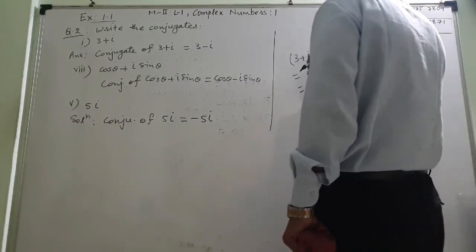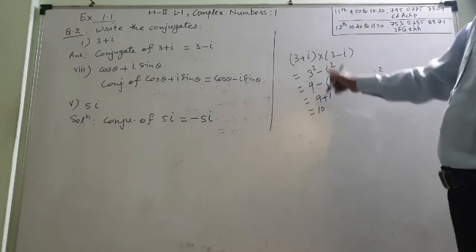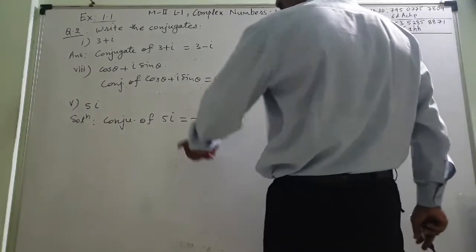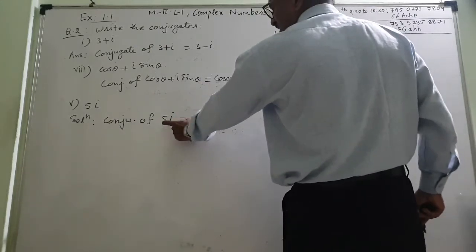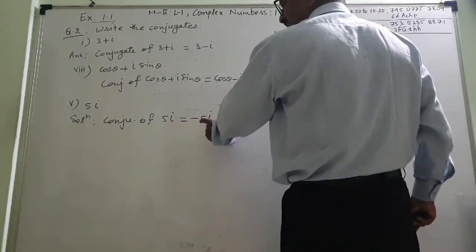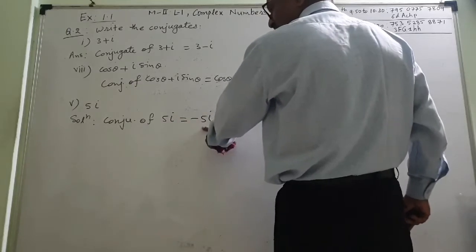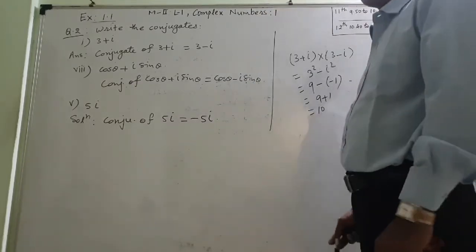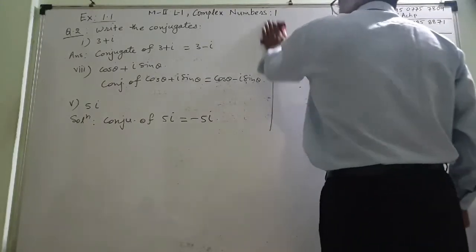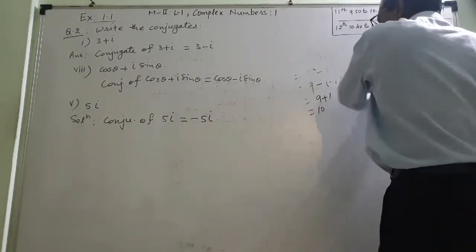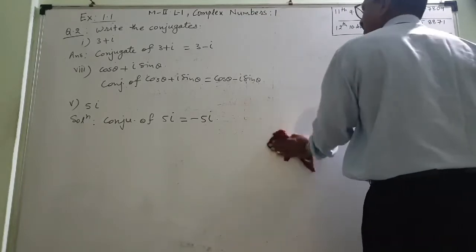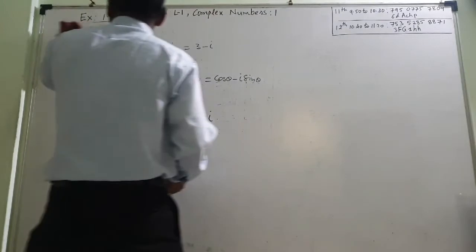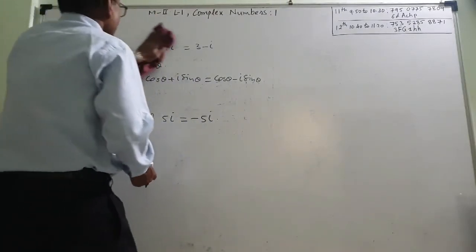The conjugate means the complex nature has gone, eliminated. That is known as the conjugate. For this also, if I multiply 5i into minus 5i, it is minus 25 i square, and i square is minus 1, so it will be positive 25. So this way you can find the conjugates of any number. I will finish with this question number 2.